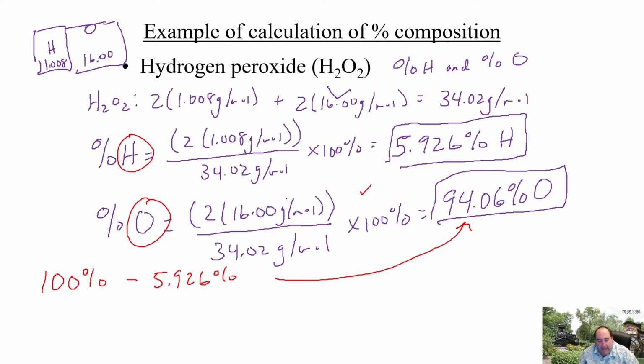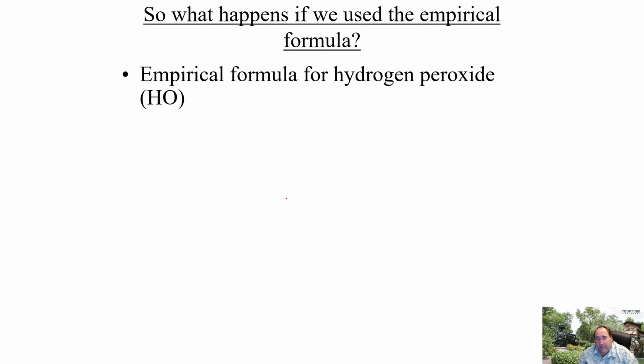So let's take a look at the empirical formula here. What happens if we wanted to figure out the percent composition of hydrogen and oxygen in the empirical formula for hydrogen peroxide? So why don't you take a moment and figure out the percentage of oxygen and the percentage of hydrogen in this empirical formula here. I'll erase my scribbles off the screen. There we go. All right, so take a moment there and see what you come up with.